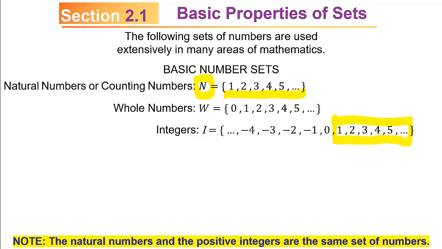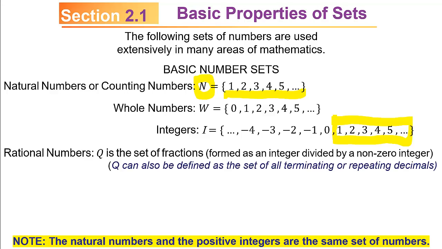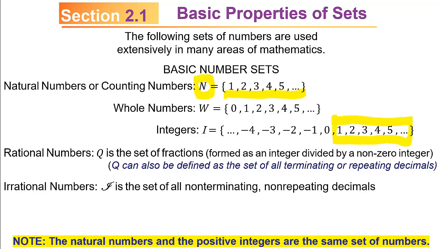So you could also say that the positive integers are the same thing as the counting numbers. There are a lot of little relationships like that that you could notice if you really wanted to. The rational numbers, we use Q for that. The rational numbers is the set of fractions which are formed as an integer divided by another integer, as long as you're not dividing by 0. You can also define Q as a set of all terminating or repeating decimals. It turns out those two definitions are equivalent.